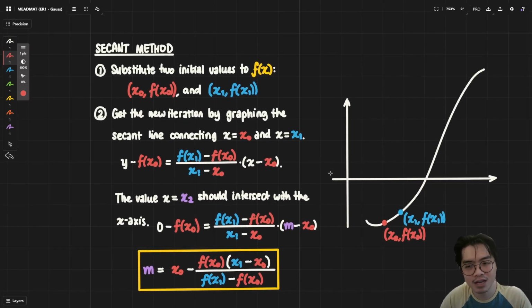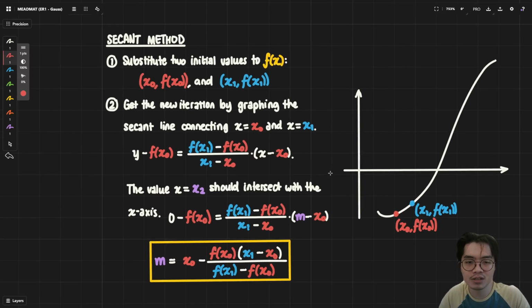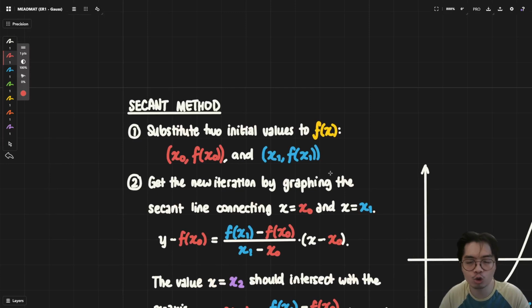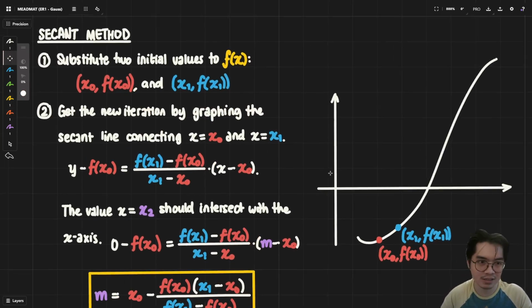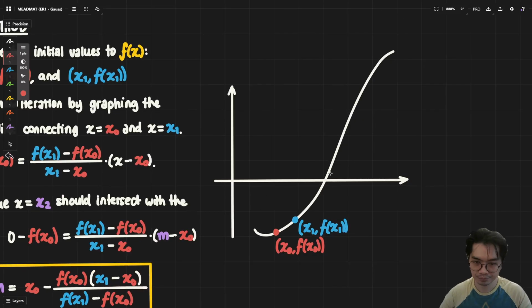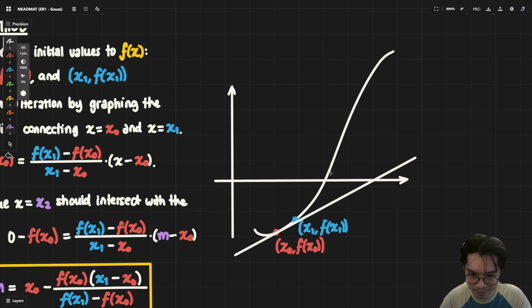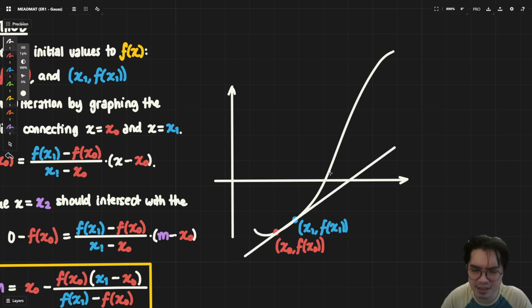The secant method is also an open method, just like the fixed point iteration and the Newton-Raphson method. It is a cruder version of the NRM, the Newton-Raphson method. What you're going to do is substitute 2 initial values to f of x. It may matter in the end. Then you graph a line between them, the secant line.